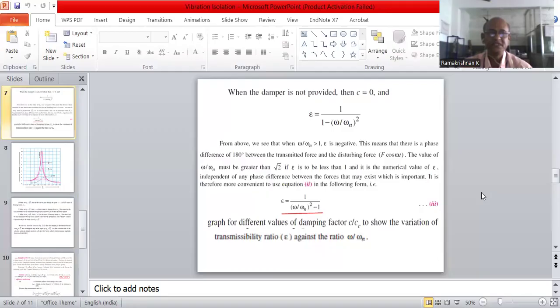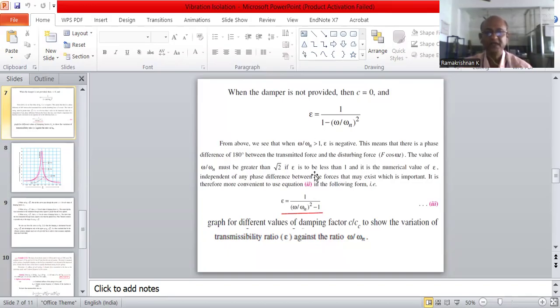Here, if a system does not have any damping, the damping coefficient C can be equated to 0. So again the transmissibility becomes like this. We can note that when omega by omega n is greater than 1, the epsilon value will be negative. The negative transmissibility ratio indicates that there is a phase difference of 180 degrees between the transmitted force and the force generated, that is the disturbing force.